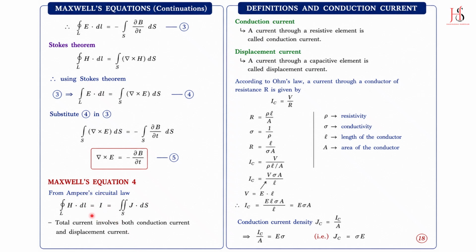So the current can be written in terms of the line integral, which is Ampere's circuital law, that is, the integral of H dot dl. It can also be written in terms of the conduction current density, that is, the double integral of J dot ds. Now this current I is contributed by the conduction current as well as the displacement current. Now we'll see what conduction current is. A current through a resistive element is called conduction current.